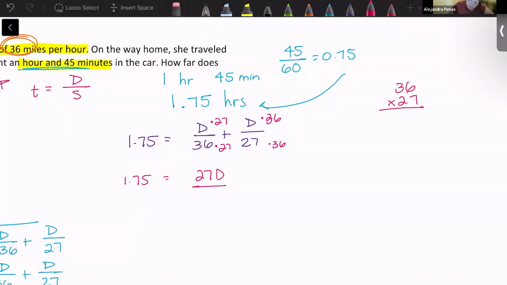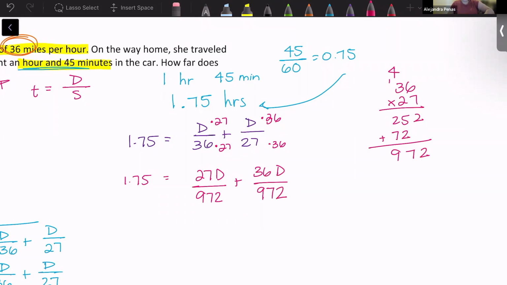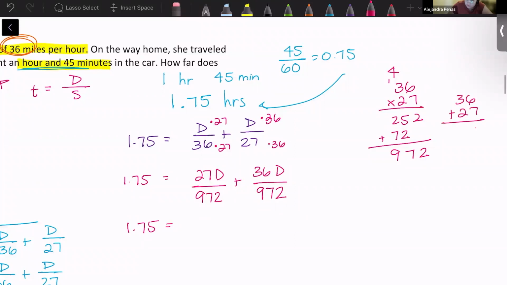36 times 27 would be 972. And I know that's a gigantic number, but don't worry. It'll go away soon. Now that they're the same denominator, you can go ahead and just add them. So 36 plus 27 would be 63, so that would be 63D over 972. And now you can go ahead and solve for D.